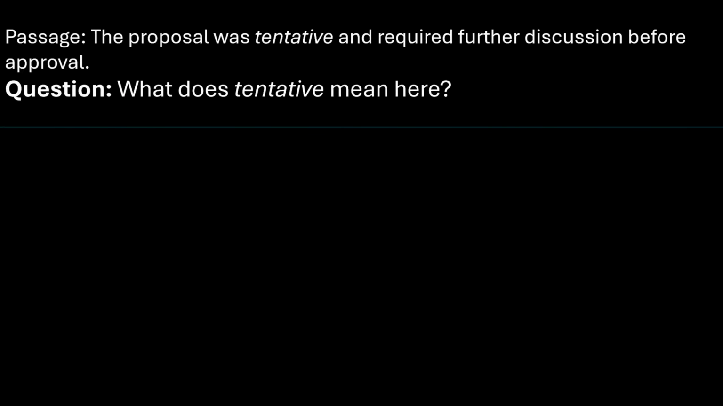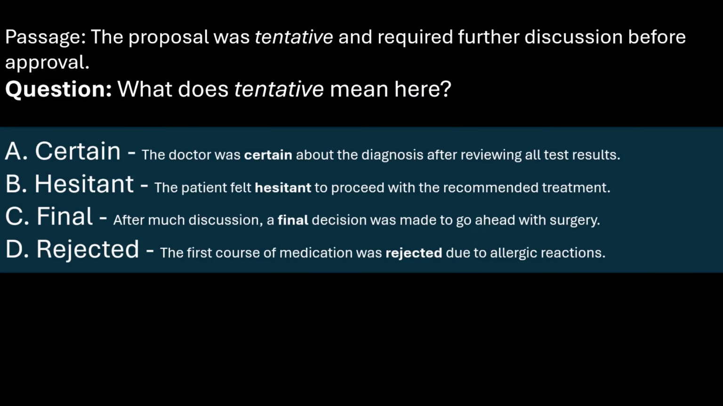So let's see another. This is passage 5. The proposal was tentative and required further discussion before approval. Question: what does tentative mean here? So let's see the options: certain, hesitant, final, rejected.